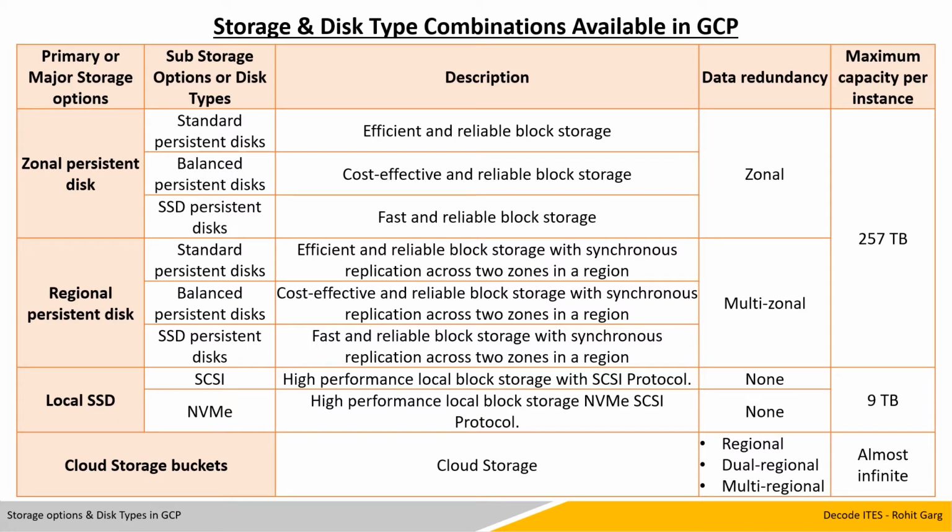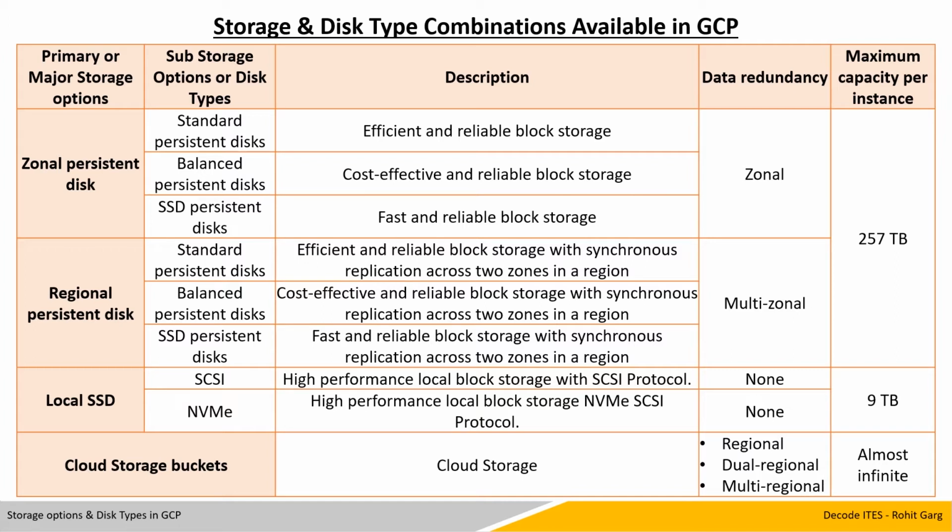It's zonal standard persistent disk, which is known for efficient, reliable block storage, with data redundancy till zone only. Next is zonal balanced persistent disk, cost effective and reliable block storage. It gives you balanced performance, balanced cost. Next is zonal SSD persistent disk, fast and reliable block storage, high cost, high performance. And all these three zonal disks give you data redundancy till zone only.